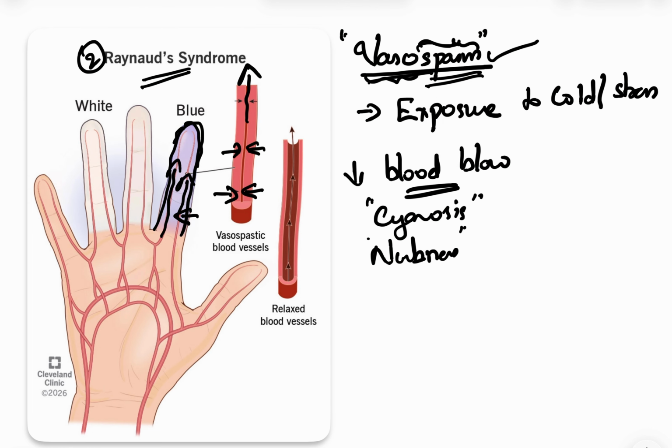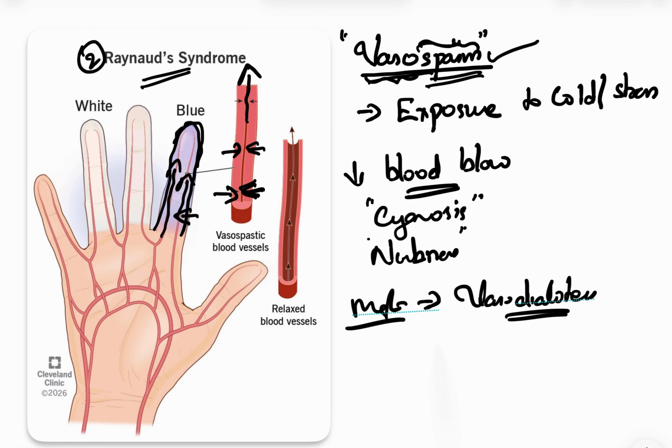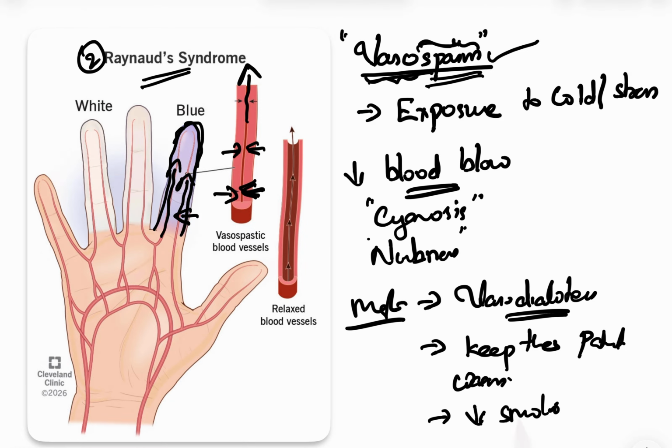And the management in Raynaud's disease is also vasodilators, and also to keep the patient warm, and also to avoid the precipitating factors like going to the snow or lying down in snow or holding ice cubes for a long time, and to reduce smoking, stop smoking. Smoking can also result in the vasospasm of the patient.